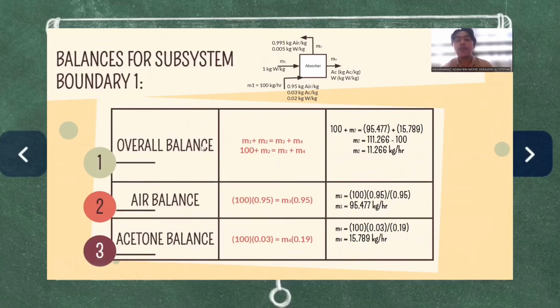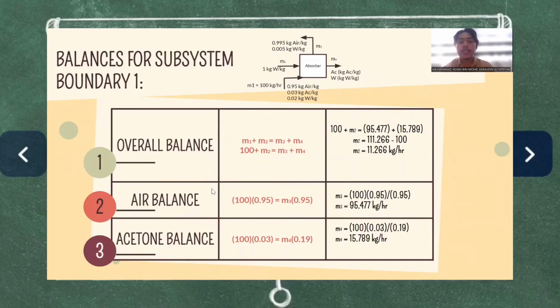First equation is for the overall balance. Overall balance is like input equals output. So for the overall balance, the equation is M1 plus M2 equals M3 plus M4. Then just replace the values that we know from this flowchart into the first equation. Now we get 100 plus M2 equals M3 plus M4. We cannot solve M2, M3, and M4 since there are 3 unknowns. Then we need to find other equations.